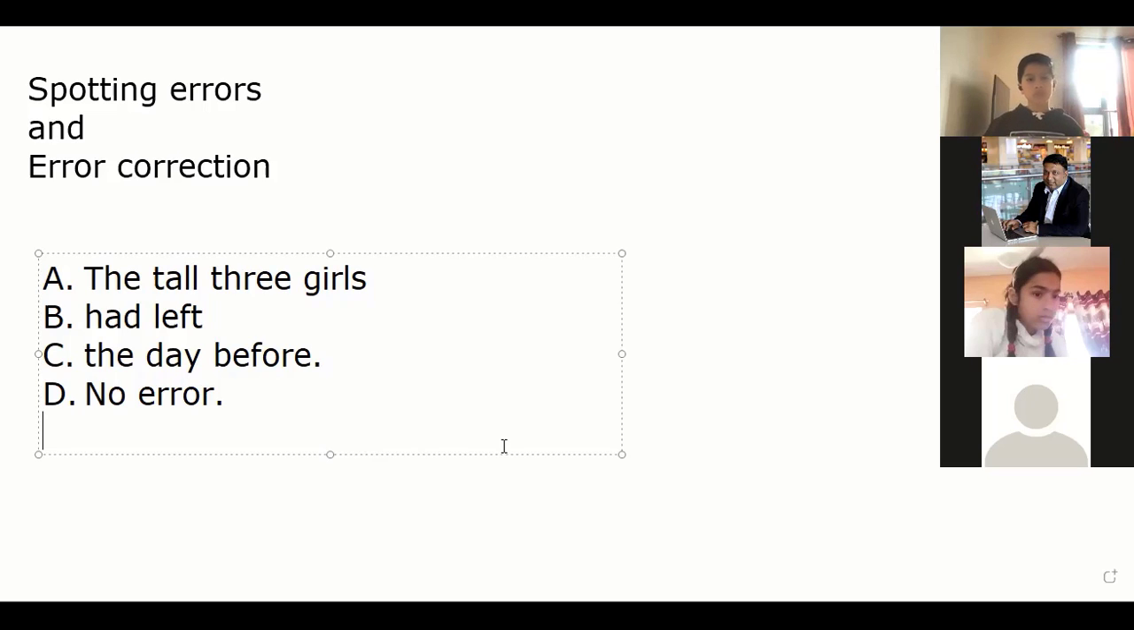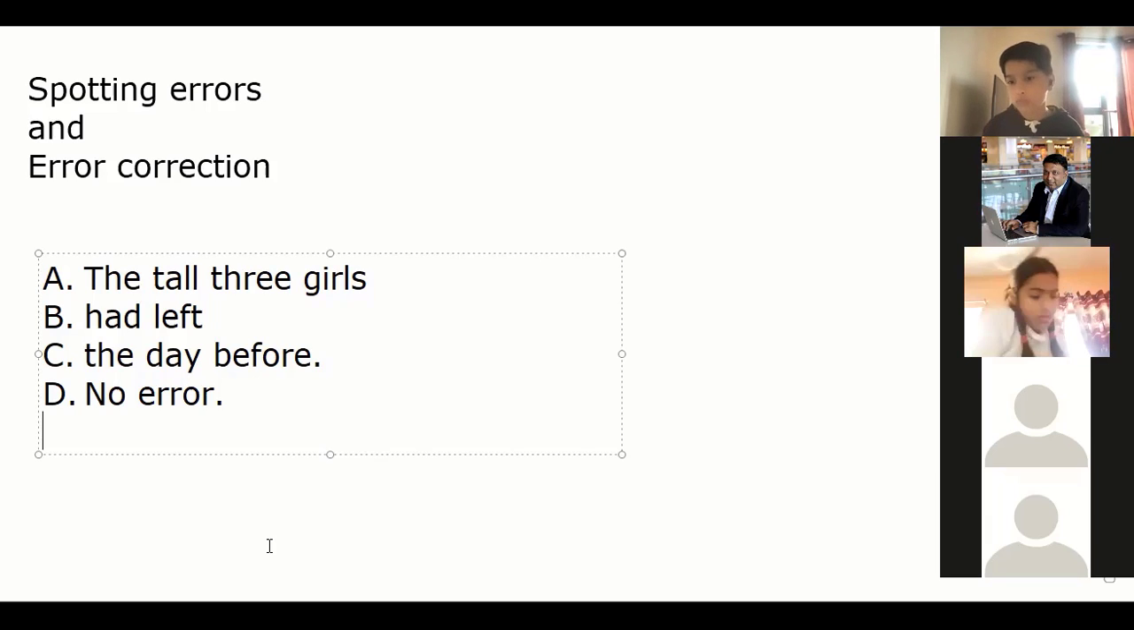Abhinav says A, Achintya says A. Keep writing, everyone. Tell me, Abhinav, we'll start with you. Why A is the error? Sir, it should be the three tall girls. Three tall girls, because they are adjectives, right? Yes. Guys, tall, three, these are adjectives or not?